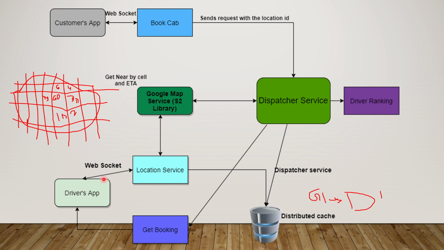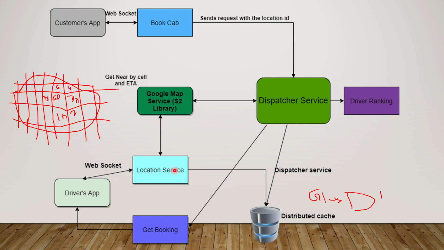So the location service will also talk to the Google Maps service or the H2 library, and this will also be connected through a WebSocket. The driver will be connected to the WebSocket through the APIs that it is dealing with. Again, the reason is the same: the driver has to be pushed some notifications, and the driver will keep on sending his location, and he will also send that okay, I have accepted the booking and all those things.